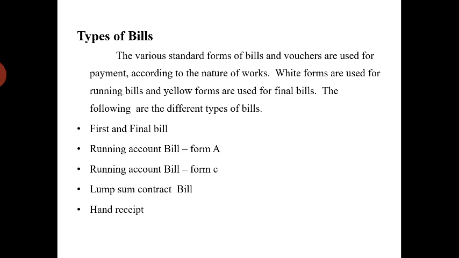So based on the stages during the execution of work, they are classified into different types of bills. So that is the first and final bill, running account bill form A, running account bill form C, lump sum contract bill, and receipts. So these are some of the different types of bills. Normally we will use them. Maybe if you see in the accounts section, you will come to know what kind of bills these are. So we'll discuss all these types of bills one by one in detail.